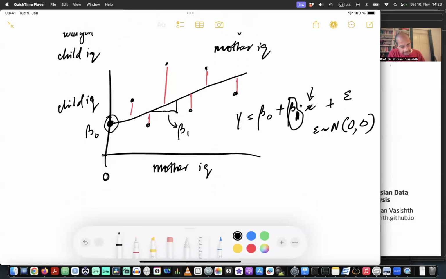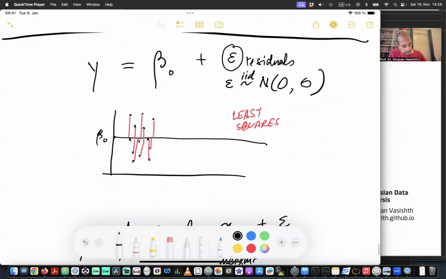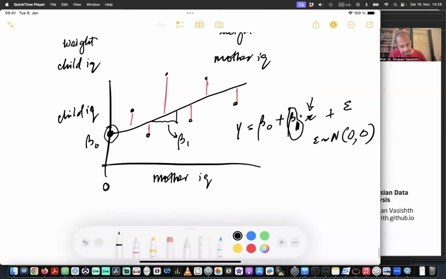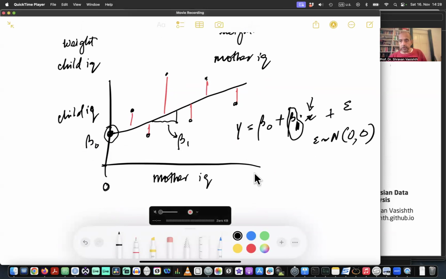Okay, so that's the basic framework that we are going to work with. We're going to have either only an intercept, or we're going to have an intercept and a slope. And then later on, I'm going to start elaborating on more and more, adding more and more structure to this linear model to convert it to a hierarchical model.